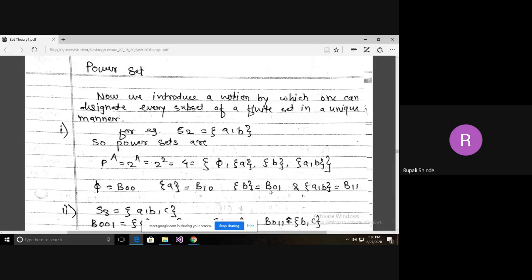Again, here there is absence of A, that's why B01. A is absent but B is present in this set. That's why its representation is B01. And the next one contains both the elements A and B. That's why it should be represented as B11. Are you getting this?